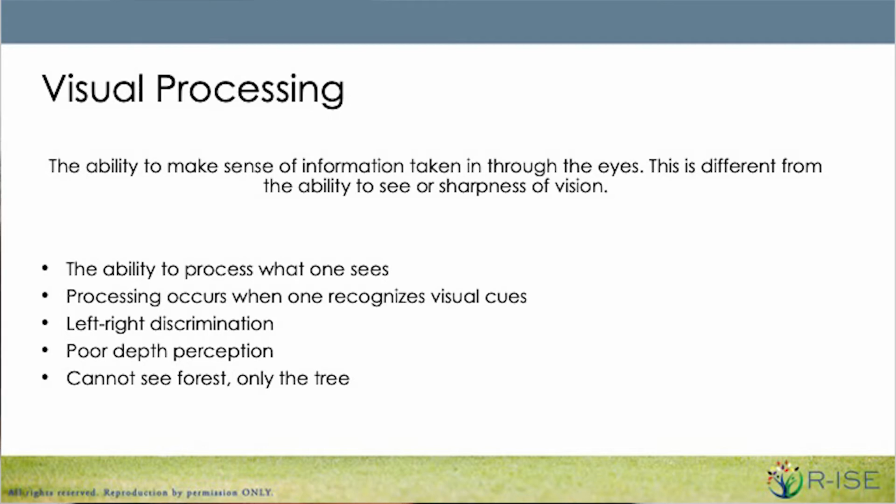Processing occurs when one recognizes visual cues. Thinking back to the cow in the Rick Lavoie video, think about how that outline of the cow actually helped you see the face of the cow. Visual processing is about left-right discrimination, poor depth perception, and not being able to see the forest through the trees.